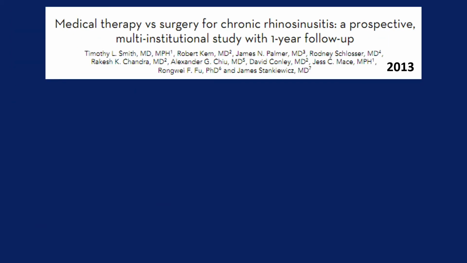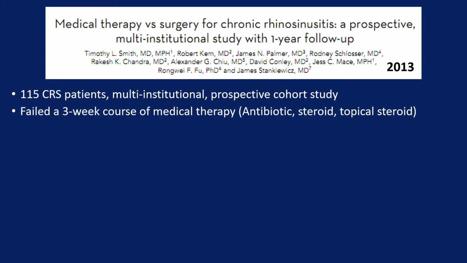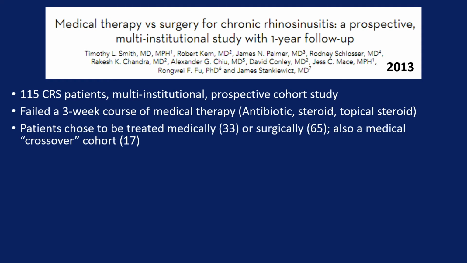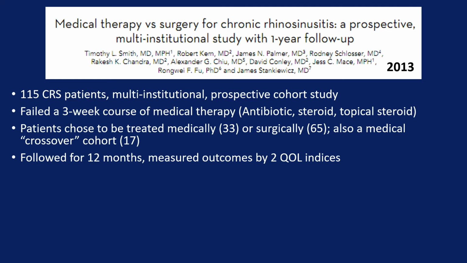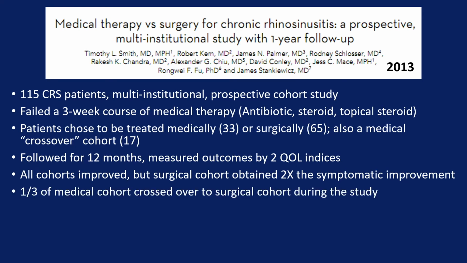Now for chronic rhinosinusitis, this is a multi-institutional prospective cohort study, 115 chronic sinusitis patients. They all failed a 3-week course of medical therapy: antibiotic, oral steroid, topical steroid. Same sort of study design, so medical group, surgical group, medical crossover group. All followed for at least a year and then looked at 2 different quality of life outcome measures. All the cohorts improved, similar to the other study. Surgical cohort got twice the symptomatic improvement at 12 months. And then a third of the medical cohort crossed over to surgery during this, again, due to inadequate symptomatic improvement.